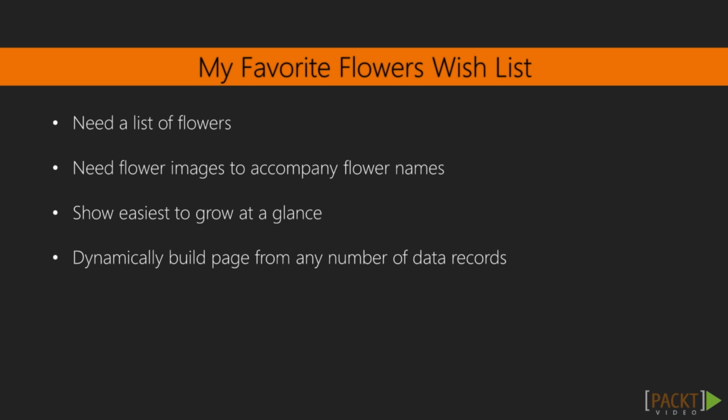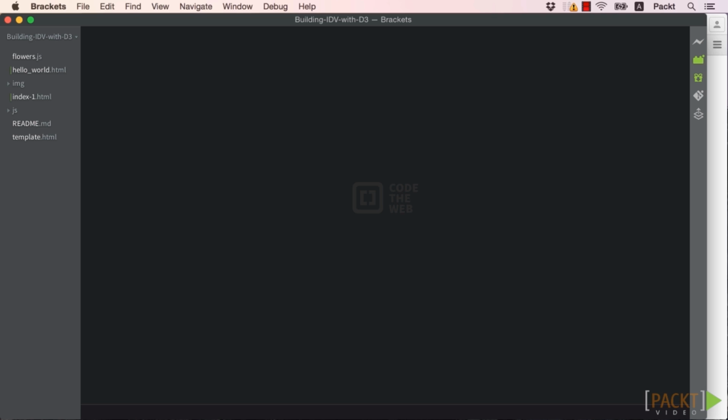Let's start planning the page by writing down the things we would like the page to have. This will help inform our data structure. First, we'll need some sort of list for each of the flowers. Next, it would be nice to have images to go along with the flowers' names. At a glance, we would like to know which are the easiest flowers to grow. Finally, and most importantly, we'd like our page to be dynamic enough to accommodate any number of data items so we can add or subtract items without needing to reconstruct the page. Great! Now we've created our plan of attack.